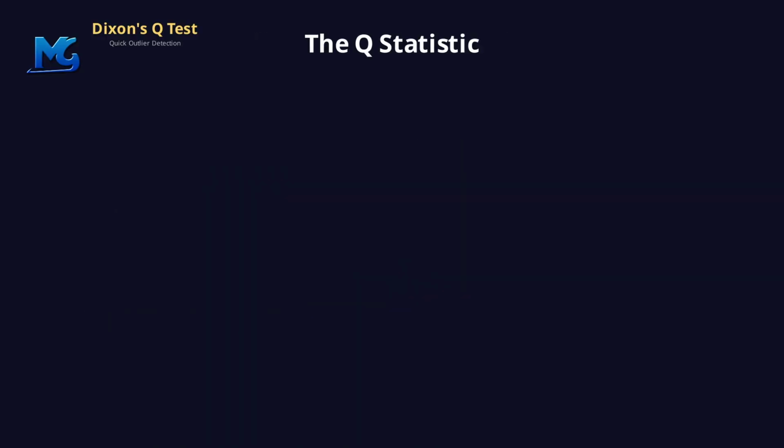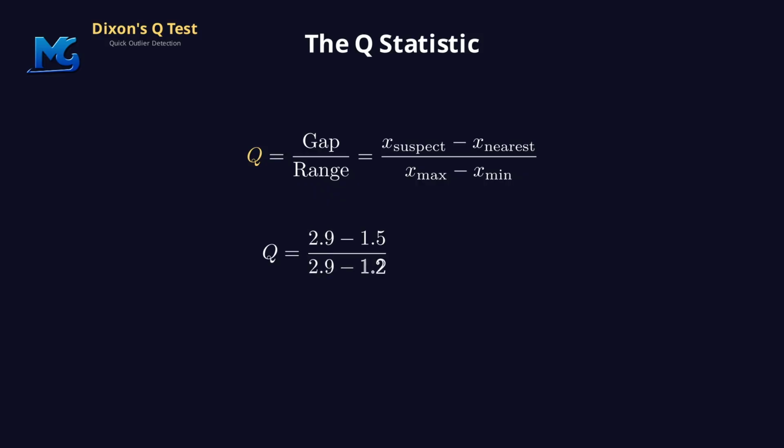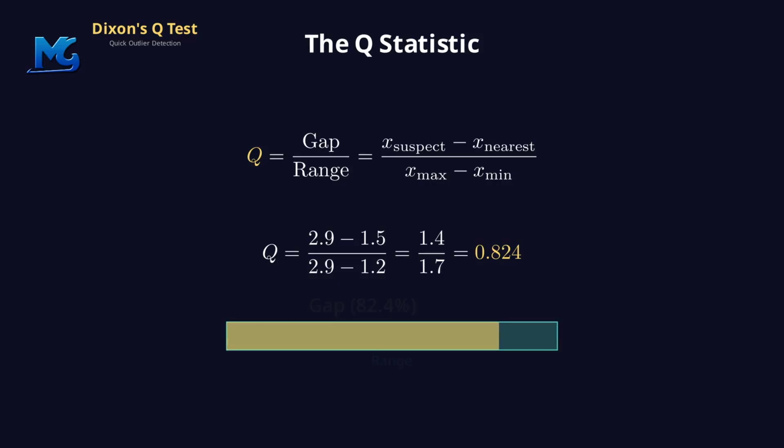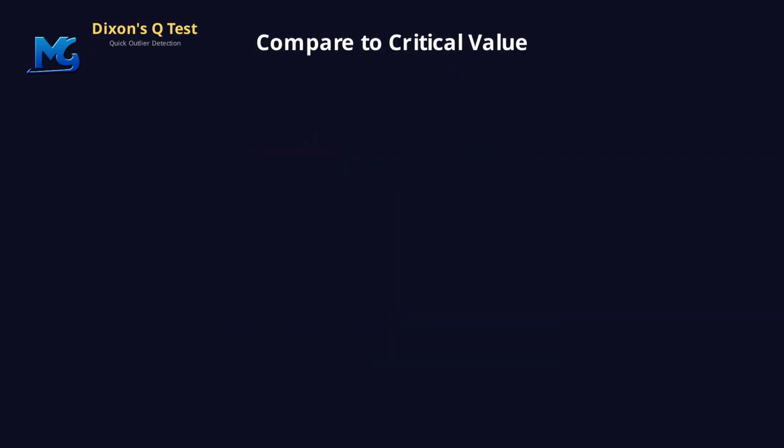The Q statistic. Q is simply gap divided by range. How big is the gap relative to the total spread? Plug in our numbers. 1.4 divided by 1.7. Q equals 0.824. The gap takes up 82% of the total range. That's huge. Now compare Q to the critical value.